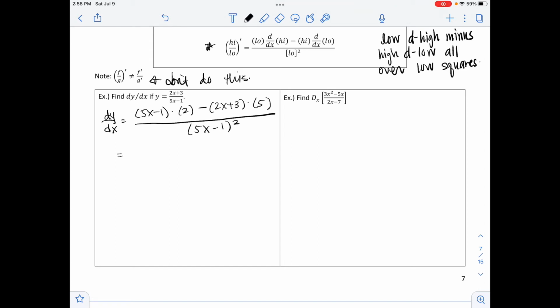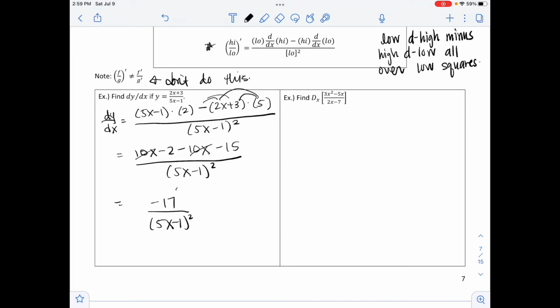From here, I'm going to distribute my 2 and my 5, so I'm going to end up with 10x minus 2. And then my 5 gets distributed, and then also your negative sign is also going to get distributed. So a couple things to keep track of. So we have minus 10x minus 15 all over 5x minus 1 squared. So your 10x's will reduce and just sum to 0. And so we get negative 17 over 5x minus 1 squared.